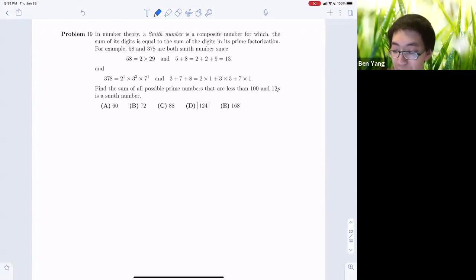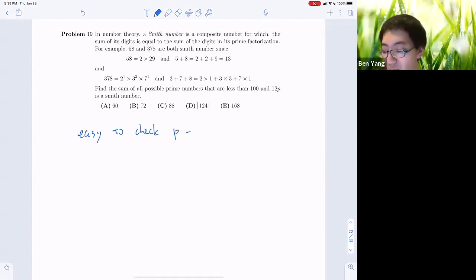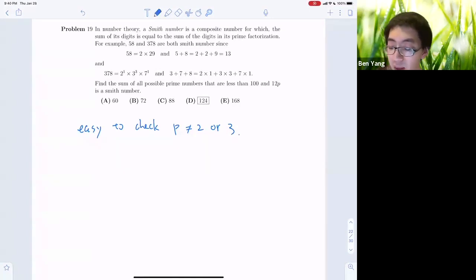So first of all, it's easy to check that P cannot be 2 or 3. We can just check whether 12 times 2 or 12 times 3 is a Smith number or not. So yeah, they're not Smith numbers. So P cannot be equal to 2 or 3. Now the prime factorization of 12 times P is simply 2 times 2 times 3 times P.